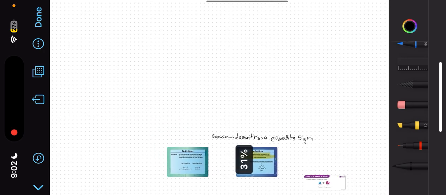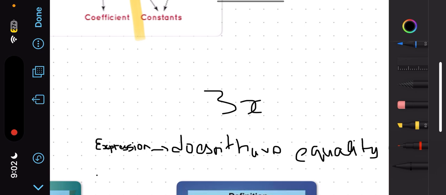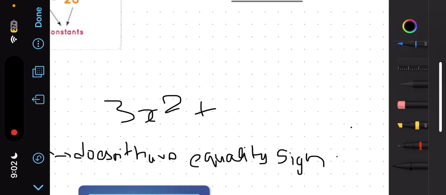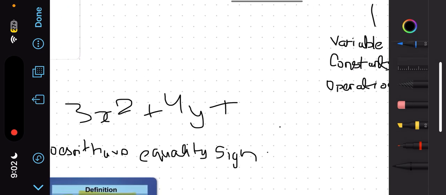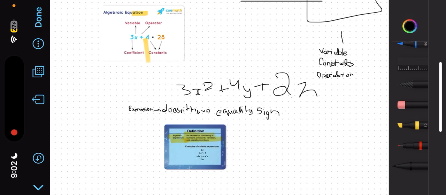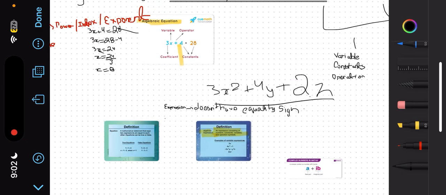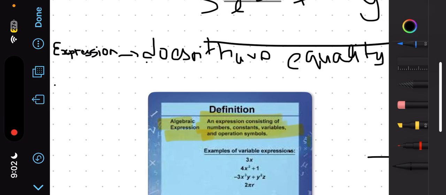For example, 3x power 2 plus 4y plus 2z. So this is the expression. Can you see an equal sign here? No. If there isn't an equal sign, it means it is an expression. Now what does it consist of? It consists of numbers.